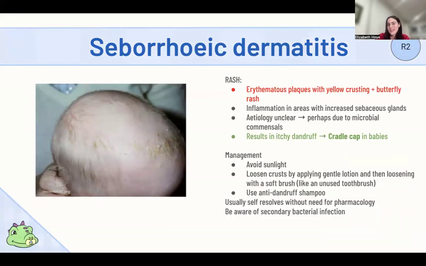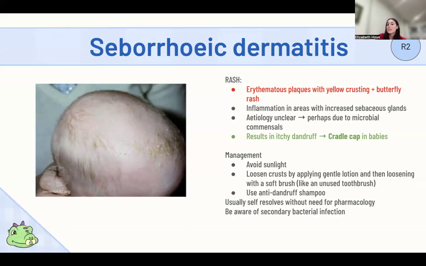Next is seborrhoeic dermatitis. So its buzzword, I guess, is erythematous plaques with yellow crusting, and it can lead to a butterfly rash. So it's just commonly in areas with an increased number of sebaceous glands, and it can lead to cradle cap in babies. So that's that itchy dandruff you can see there in the image.